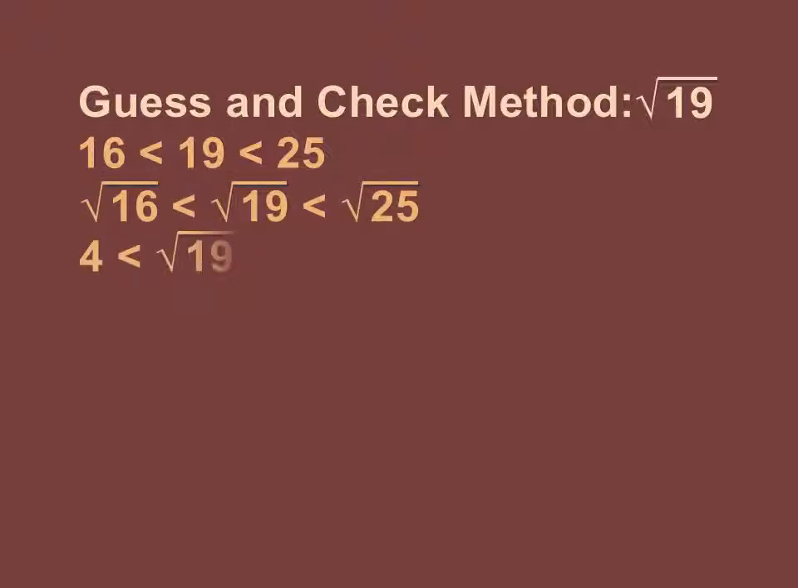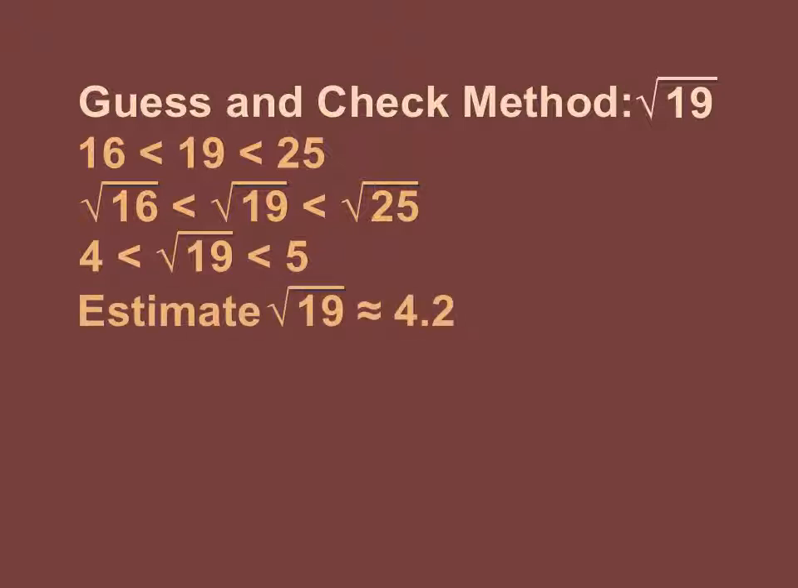So let's do the guess and check method for the square root of 19. I know that 25 is a perfect square, and I know that 16 is a perfect square, which means that the square root of 19 is between 4 and 5. We can actually take it even further. Let's go ahead and estimate that the square root of 19 is 4.2. By the definition of square root, that means that 4.2 squared should be 19. But if I do 4.2 squared, I get 17.64, which is way off.